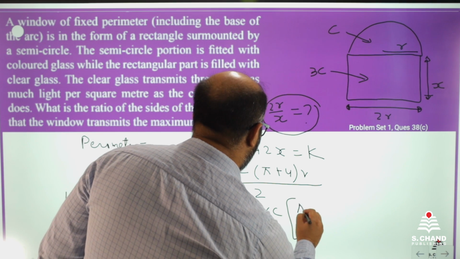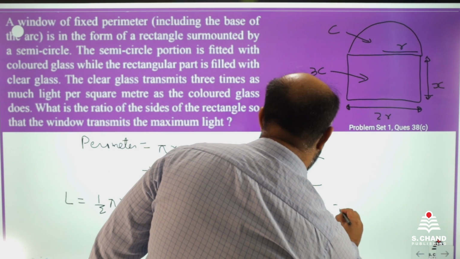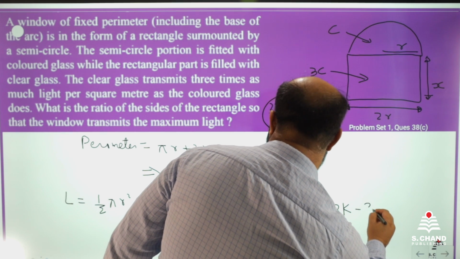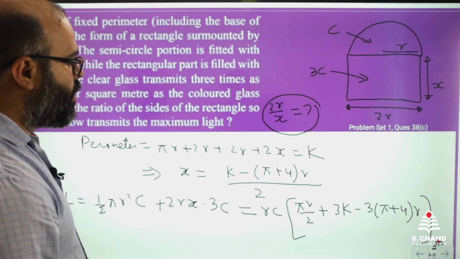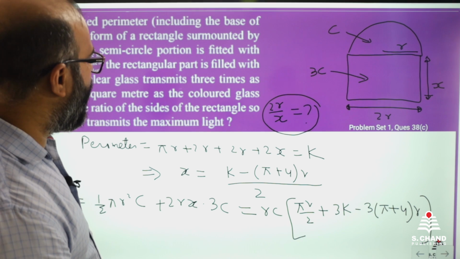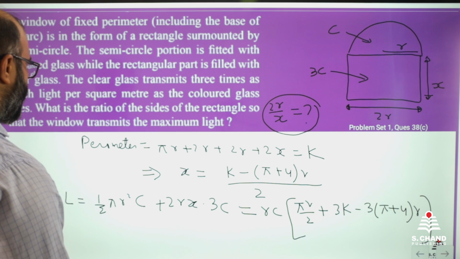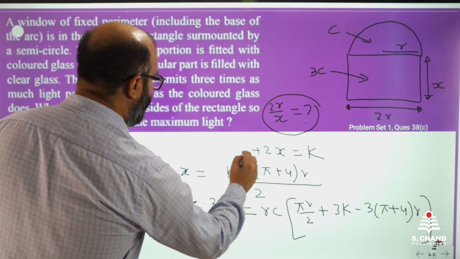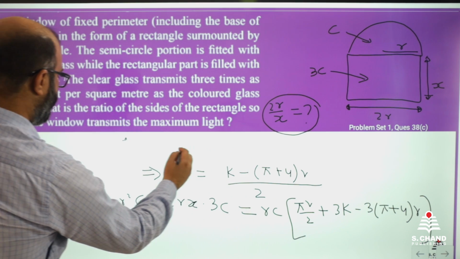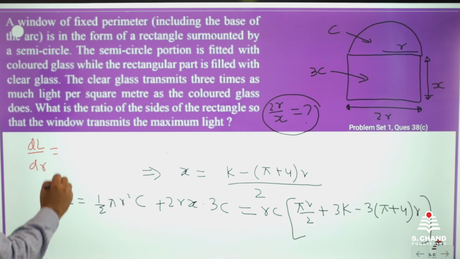This will be pi r by 2 and this will be 6x, so it will be 3k minus 3 pi plus 4 r, like this. Now we differentiate it with respect to r, the radius, because it is now a function of r. Let me erase this portion which we have already used in the calculation. So let us differentiate L, dL by dr.